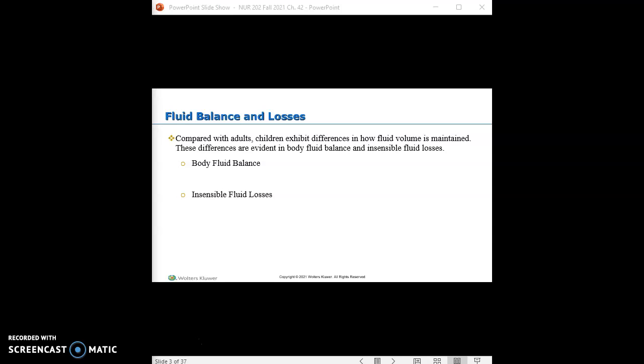Also, about 2/3 of insensible fluid loss occurs through the skin. Infants, in particular, are at a greater risk for fluid loss than an older child or an adult because they have a larger body surface area ratio to body mass. So as they lose 2/3 of fluid, it is going to be a larger amount in proportion to what an adult would be losing.